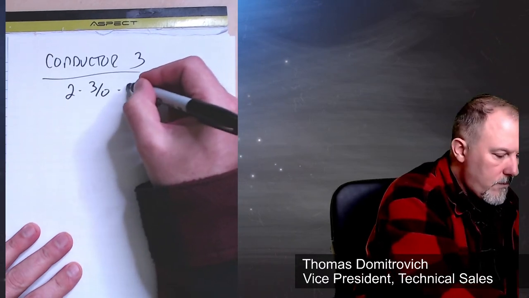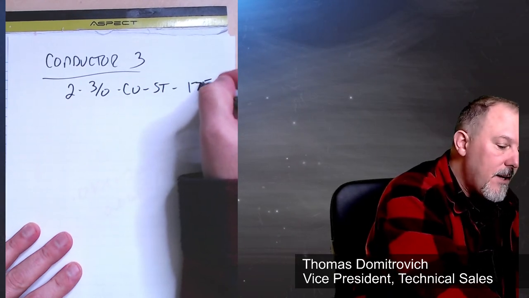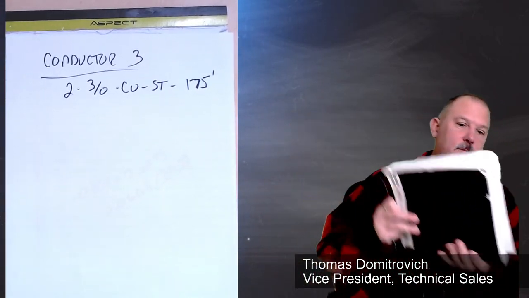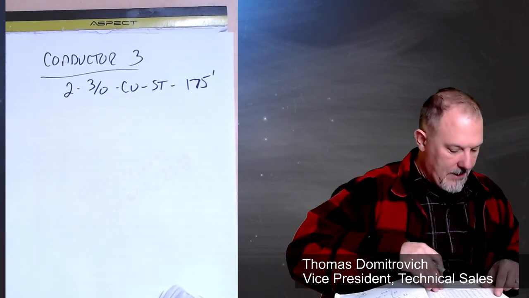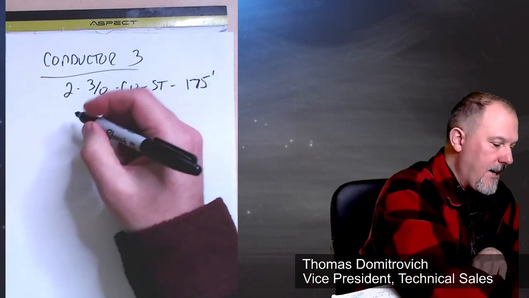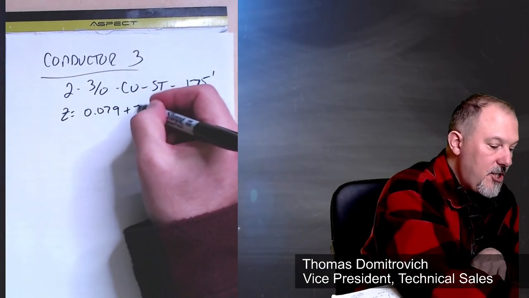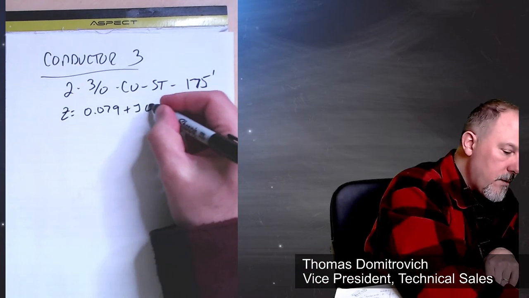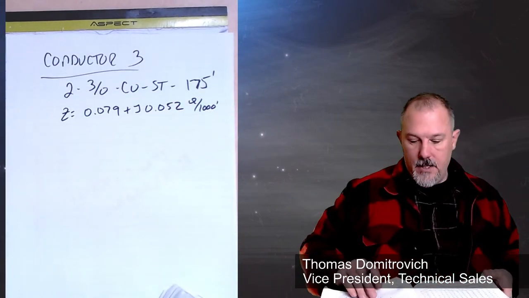3-aught. Copper. Steel. And we are 175 feet. National Electrical Code. Remember, Table 9, National Electrical Code. Table 9, we got 3-aught conductor. My resistance is, boy, my eyes are getting bad, 0.079. So Z, 0.079 plus J, in steel, 0.052 ohms per 1,000 foot, right? Done with the book.